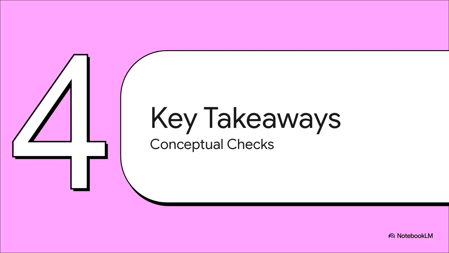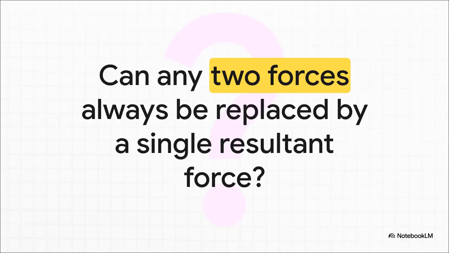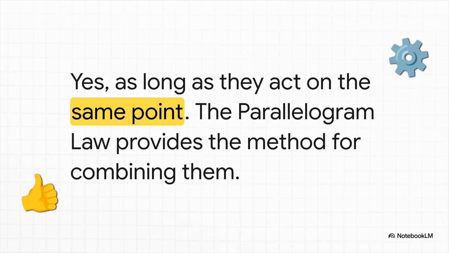Okay, so we've covered what the law is, how to use it, and where you'll find it in the real world. Let's finish up by making sure the big ideas have really sunk in with a few quick questions. So first question for you. Can you take any two forces, no matter what they are, and always replace them with a single resultant force? And the answer is yes, with one really important condition. They have to be acting on the same point. As long as the forces are concurrent, as we say, this law works every single time.